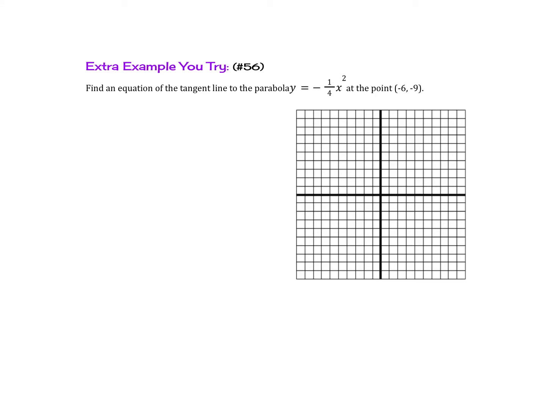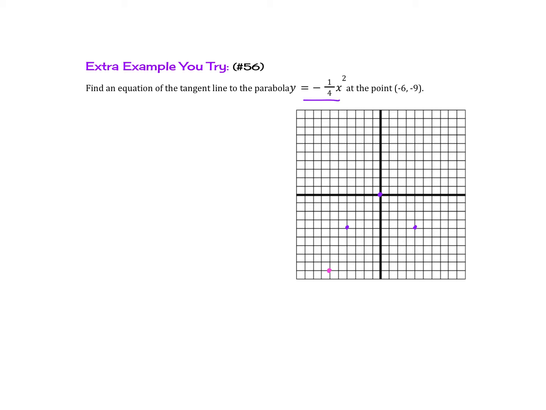This is an extra example of finding the equation of the tangent line to the parabola y equals -1/4 x squared at the point (-6, -9). So first you need to graph the parabola y equals -1/4 x squared. Find some good grid lines. And then we know what's going to hit at (-6, -9).